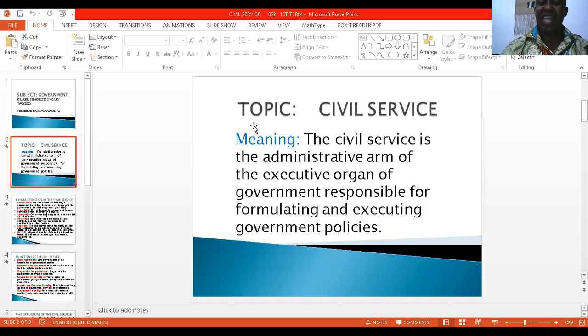Okay, that is the administrative arm of the executive organ of government. You know, the executive organ of government, they formulate policies and also they help to implement those policies. They implement it in different ways. According to our topic today, we are dealing with the civil service. Yes, these people implement most of the policies and programs of government. They put it in practice in their various ways, various ministries. It depends on the ministries.